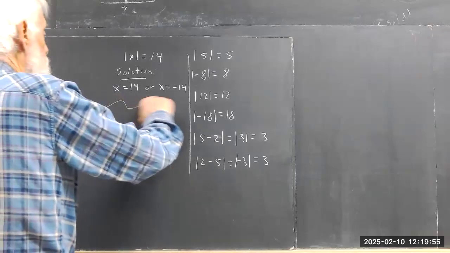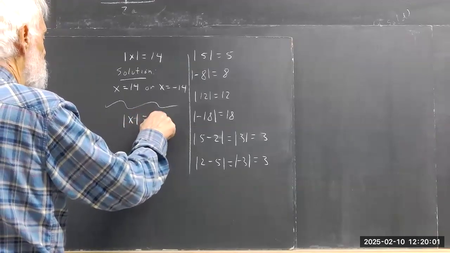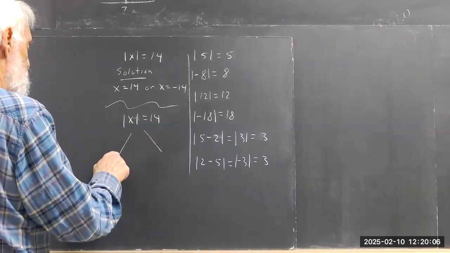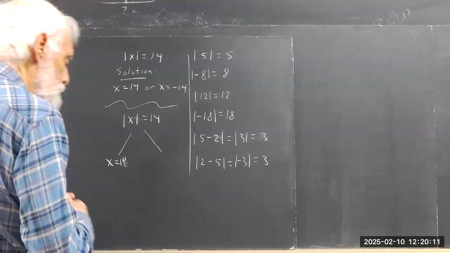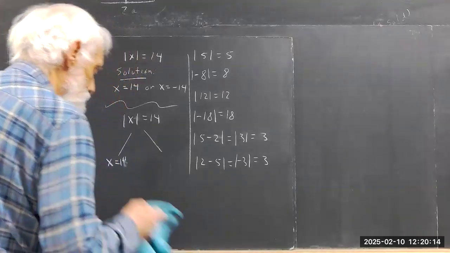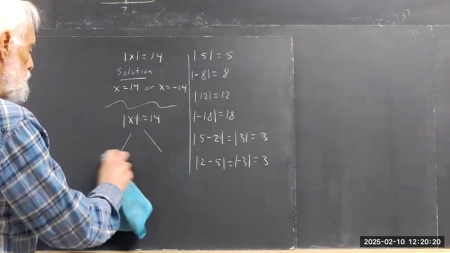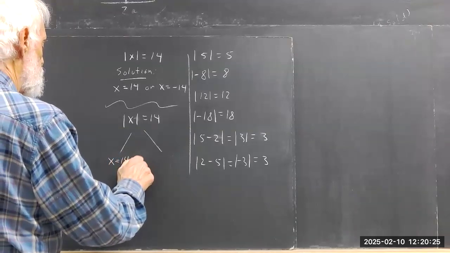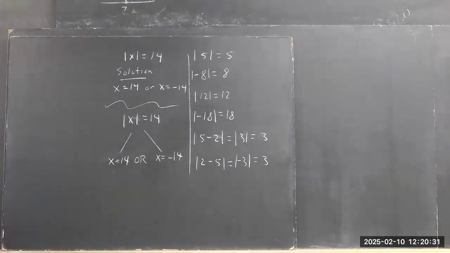So we could write that out formally like this. The absolute value of x equals 14 gives us 2 equations. X equals 14, or x equals -14. This is the way I want you to write that out, and I'll explain why.